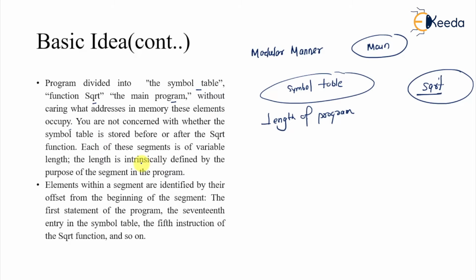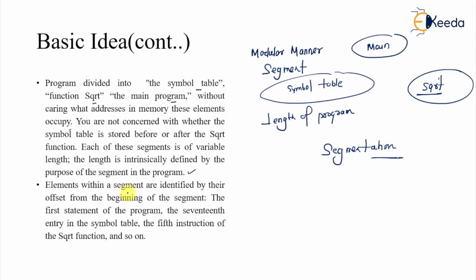The length is intrinsically defined by the purpose of the segment in the program. An element within the segment is identified by the offset. So each of these segments is of variable length, and the length is defined by the purpose of the segment in the program. We call that a program segment, and that idea is taken into the segmentation of memory also: variable length, user perspective.